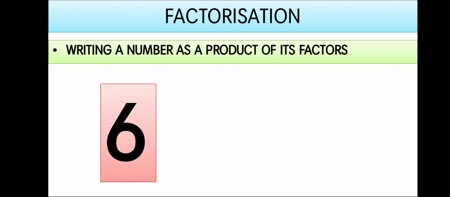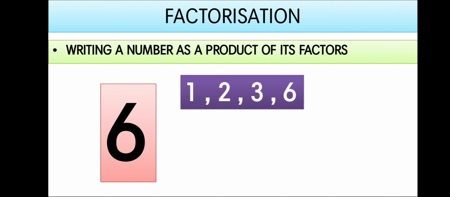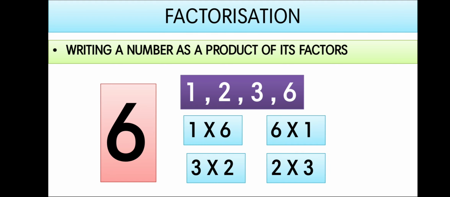Let's take an example. Let's take the number 6. The factors of 6 are 1, 2, 3 and 6. That means we can divide 6 by 1, 2, 3 and 6 and we will get the remainder as 0. So here we can write the number 6 as 1 into 6 or 6 into 1, 3 into 2 or 2 into 3. So we can write 6 as the product of its factors.